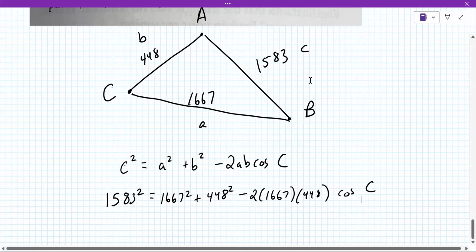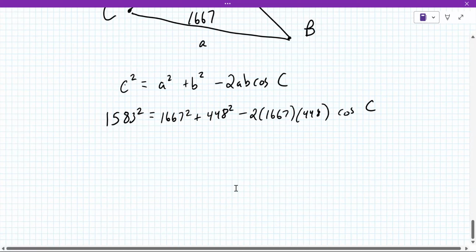Sometimes lost in all this is that the 2 times this number and this number, the 1,667 and 448, is a number in front of cosine C. You're not subtracting it. You can only combine the first two. I would rather wait to go to the calculator at the end. So the first thing is to move these numbers that you're squaring to the other side of the equation.